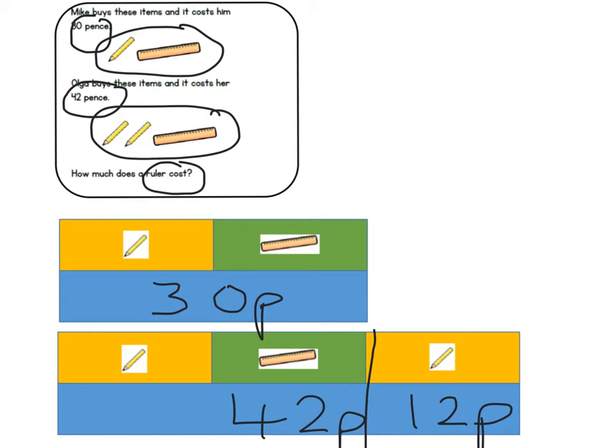Now that we know that a pencil is costing 12p, we also know that this pencil here costs 12p. So if this part of our bar is worth 12p and the whole thing is worth 30p, now we can do 30p take away 12p, which is going to leave the ruler as worth 18p. So the cost of the ruler is 18p.